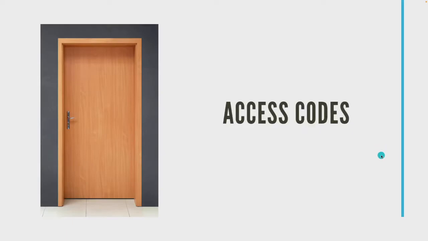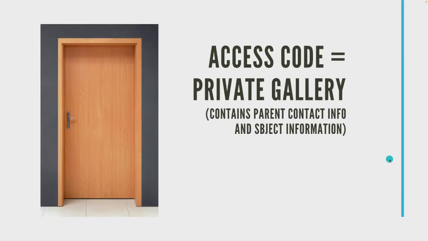So let's talk for a second about the access codes. Because again, if you're not a NextGen or you're not a GotPhoto customer already, access codes sounds kind of obscure, but it's not really. The access codes contain your parent contact information and, sorry, I have a typo there, subject information. So it basically takes the subject information, what team they're on, their jersey number, whatever information you have, and the parent contact information, and uses that information to set up a private gallery.